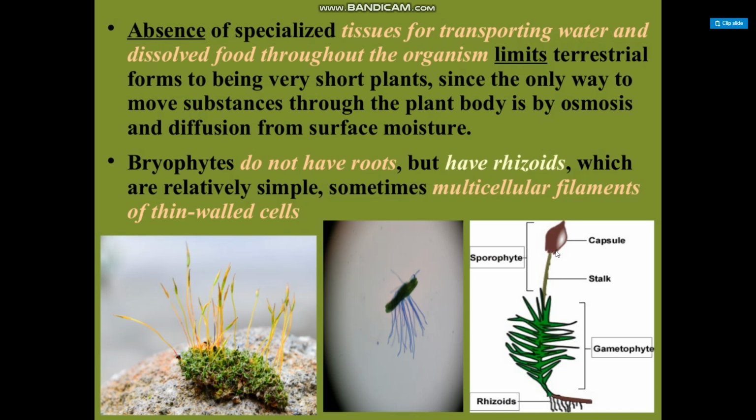Sporangium and spores. The absence of specialized tissues for transporting water and dissolved food throughout the organism limits terrestrial forms to being very short plants, since the only way to move substances through the plant body is by osmosis and diffusion from surface moisture. Bryophytes do not have roots but have rhizoids, which are relatively simple, sometimes multicellular filaments of thin-walled cells.